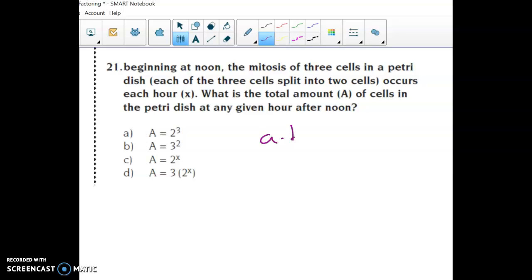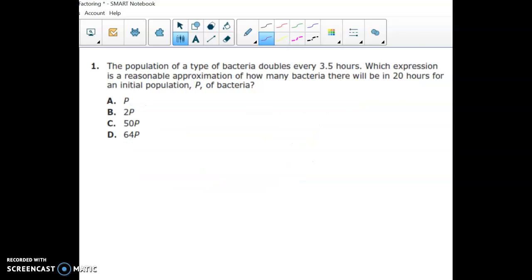Okay, so this is another a times b to the x one, where a is the starting amount of cells, which is 3, and they double every hour, so it'd be 3 times 2 to the x. Okay, this one's a pretty tricky one. My hint on this is to make a table where we've got the hours and the number of bacteria P. I'd do a table here and see if you can make some sense of this.